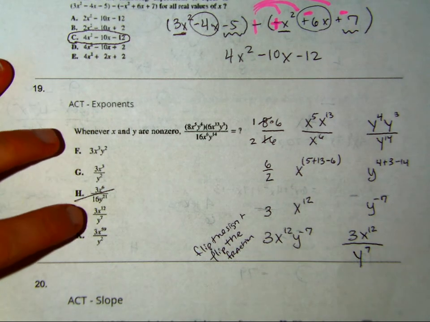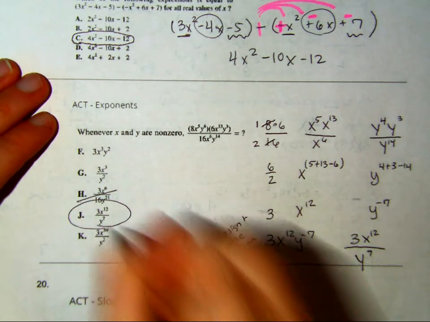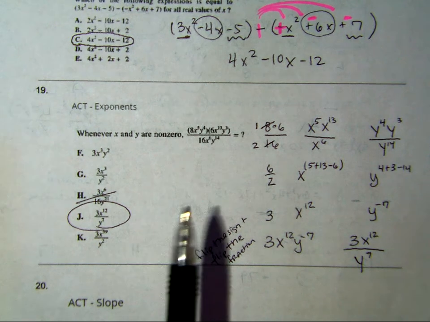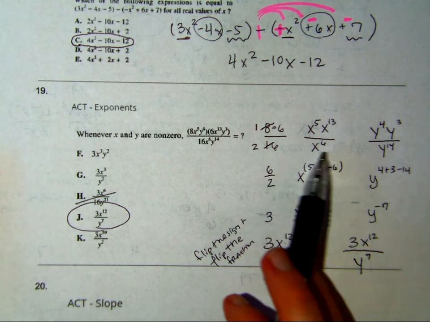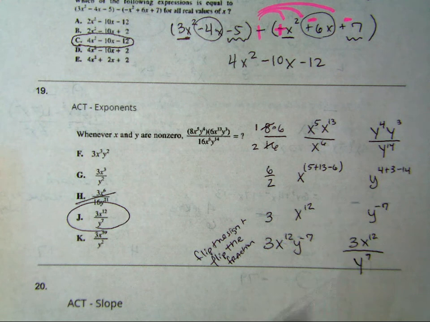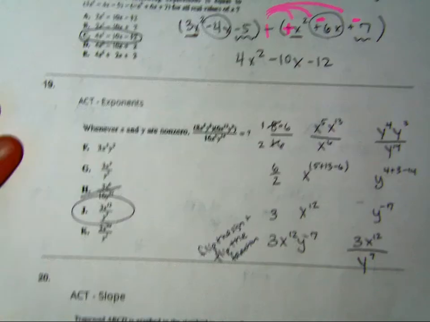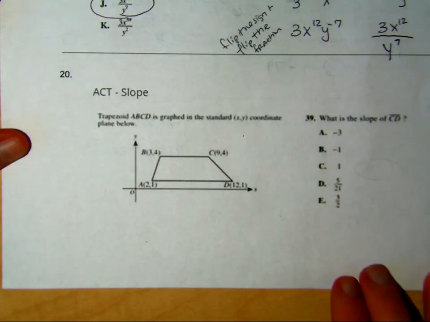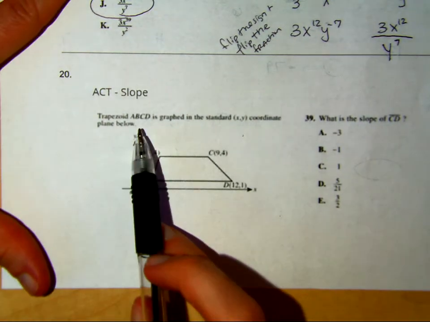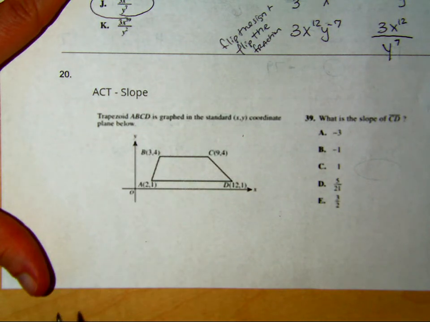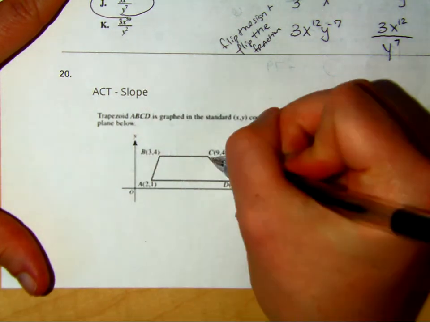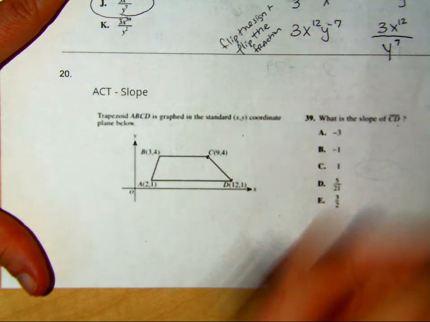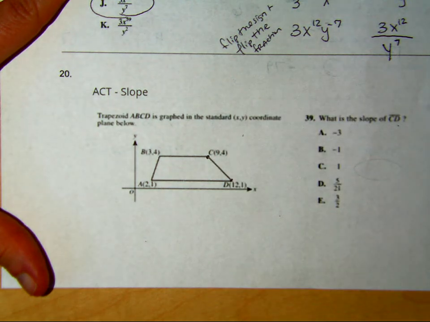Okay, so again, separate your like terms, your coefficients, and your variables, and then just use the rules that you know. Okay, last one. A trapezoid ABCD is graphed in standard form. What is the slope of CD? Well, here is C, and there is D. So we have 2 points.